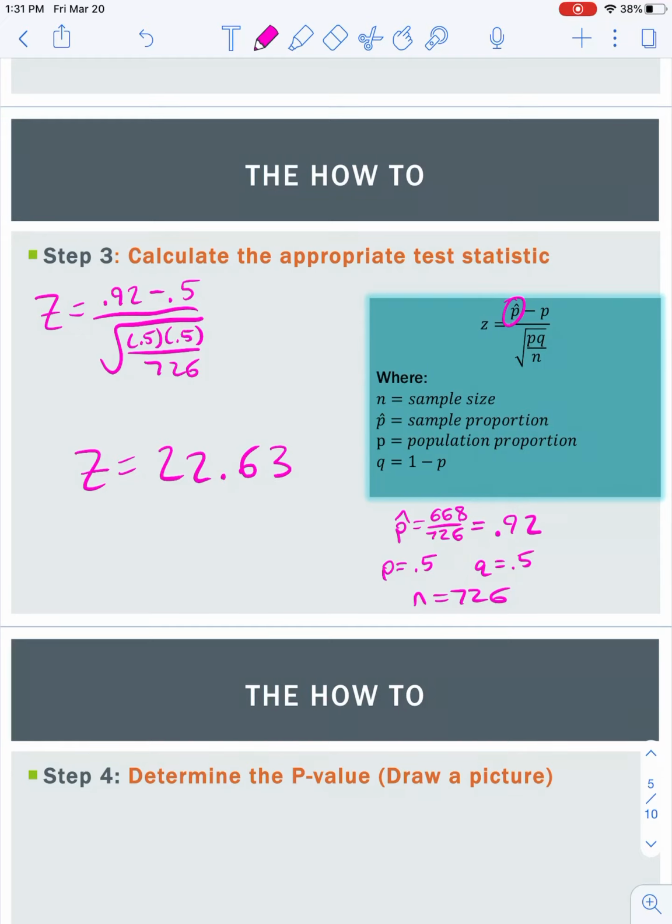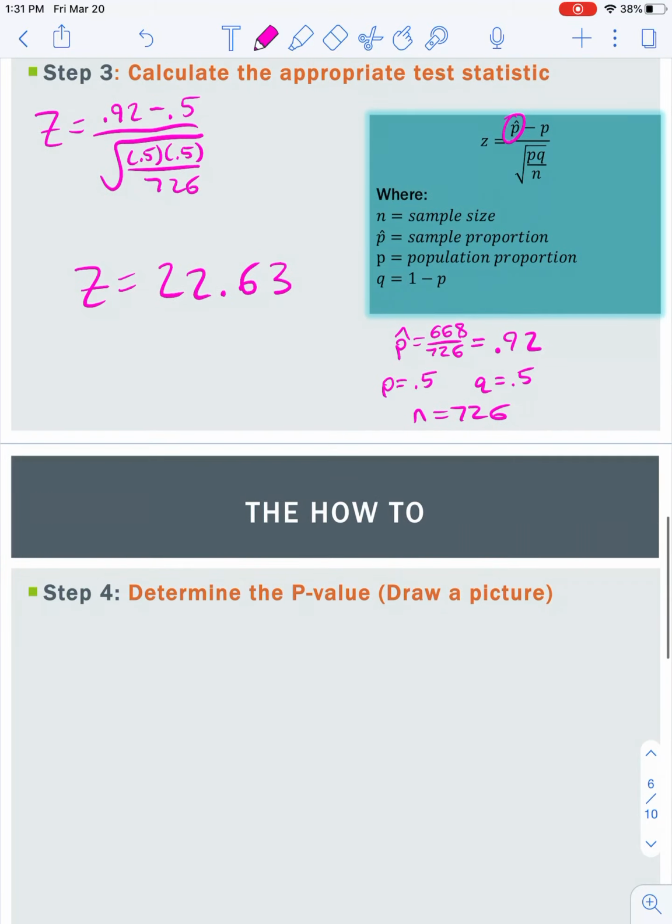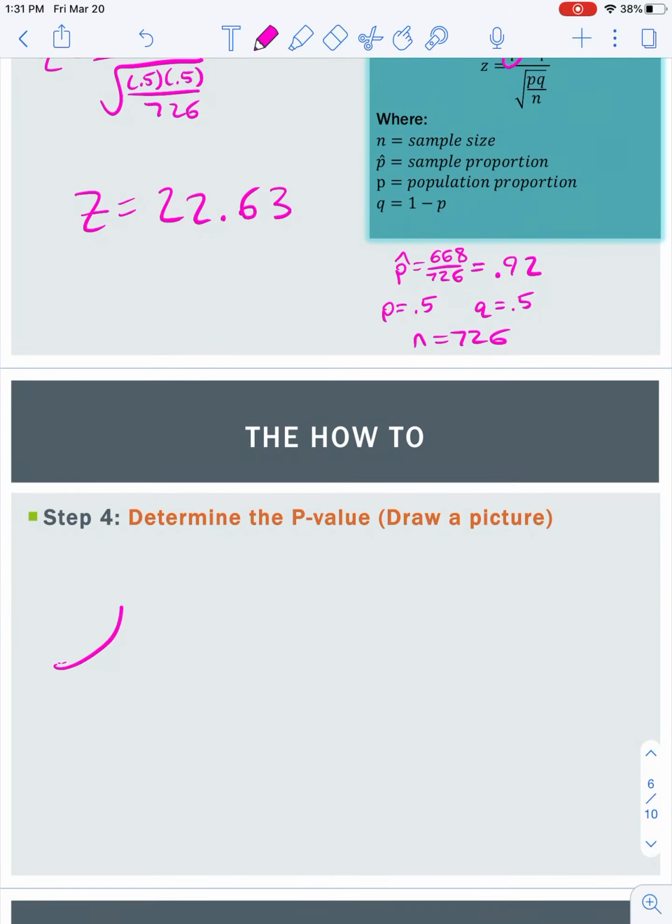22.63. Remember, this is z, which we know really confidently 10 can be treated as infinity. So this z is actually way past infinity. You're going to get a weird answer if you try to calculate this or type this into your calculator. So I'm just going to kind of draw the picture here and say, well, 22.63 is way over here. I know I'm drawing it in a way where it looks like there's some shading, but it's so far past 10, we can actually call this p-value 0 plus. The actual shading here would be really low.